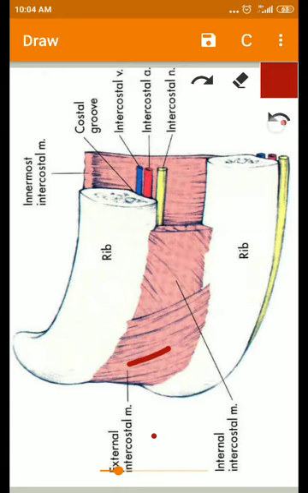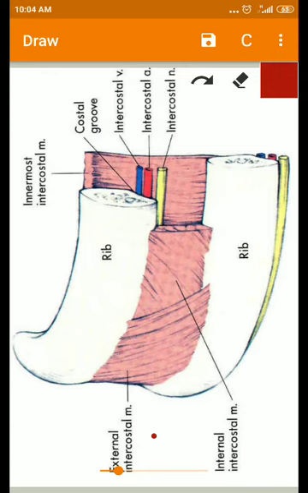In addition to this, another set of muscles called levator costorum is present on the posterior aspect. This set of levator costorum muscles connects to the vertebral bodies on the posterior side, to the transverse processes of the thoracic vertebrae. Okay.